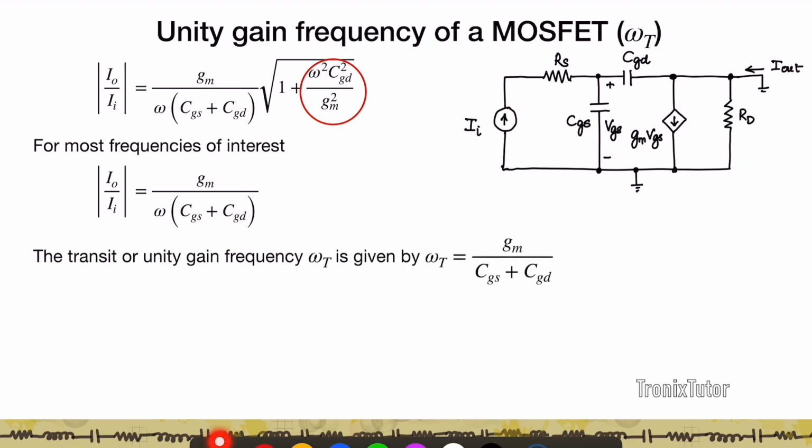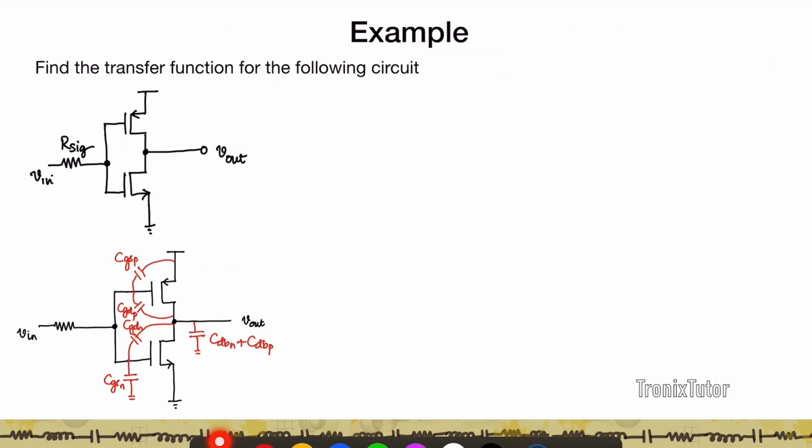And so therefore the unity gain frequency, which is known as omega t, is given by when this magnitude goes to 1, which is given by Gm by CGS plus CGD. And so you'll see that this feature will come across many times. In most modern transistors, CGD is much smaller than CGS, especially in saturation. And so many a times you'll sometimes see that this is approximated to even Gm by CGS.